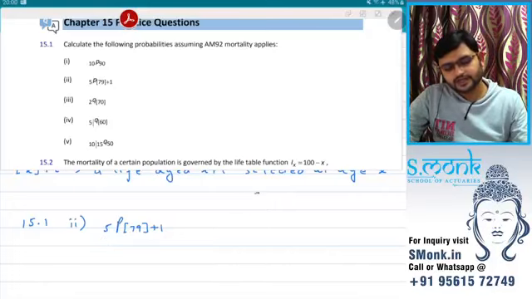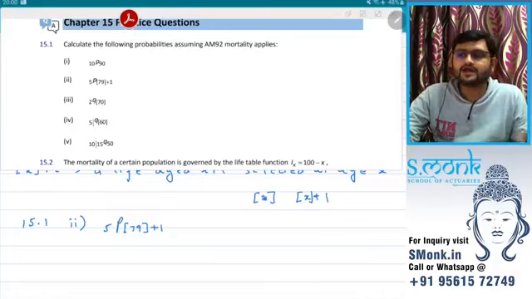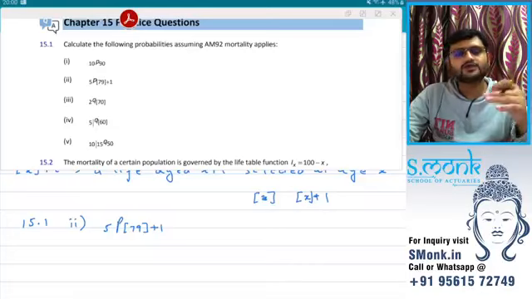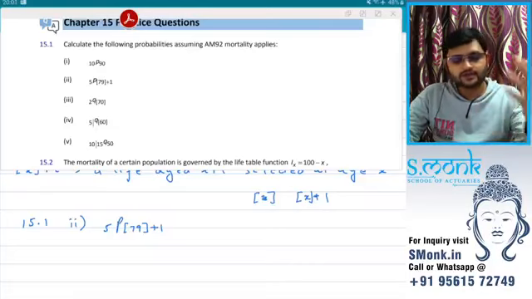And as we said, select X and select X plus 1 are the only two ages where the select values will be applicable. Selection was done at 79, and then 80. These are the two ages when the selection period will be important. As soon as the person becomes age 81, the advantage of selection goes away. We will be back to the ultimate probabilities or ultimate values.